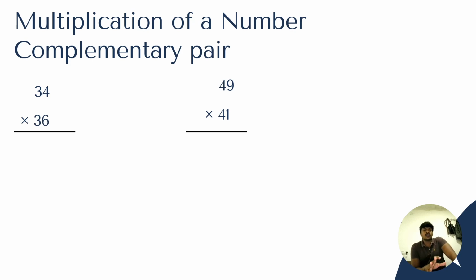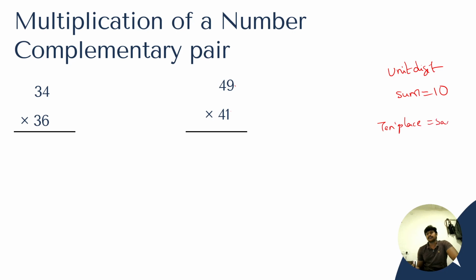Now, we are going to discuss complementary pairs. Complementary pair means the unit digit sum is always 10. Like see, 9 plus 1, 10, 4 plus 6, 10, and the number in tens place is going to be the same, like 3, 3 and 4, 4.